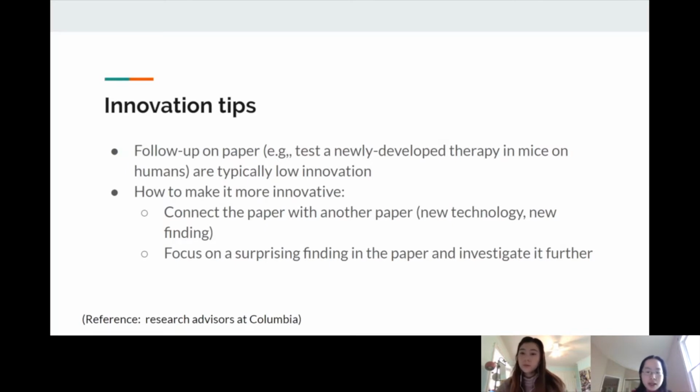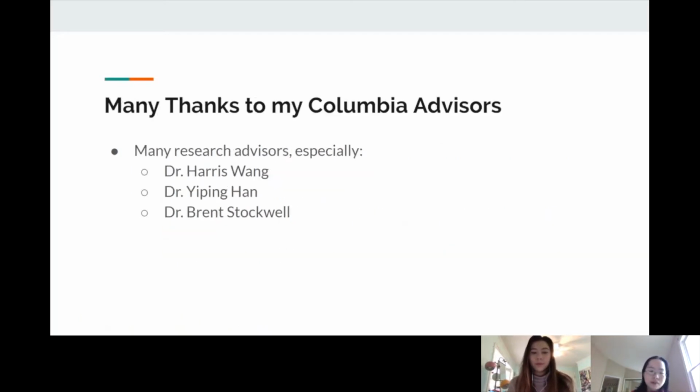Or another possibility is that you can focus on a surprising finding in the paper and investigate it further. And a good example of this is, in fact, CRISPR. When people first discovered CRISPR, it was just a really small footnote in one paper where it was like, we found these palindromic repeats. We found these repeats of these sequences in the genome. We don't really know what it is, and we don't know what it's about. So this is a pretty surprising finding, and you can investigate it further, and that would give it an elevated innovation. So you want to aim for high innovation projects.